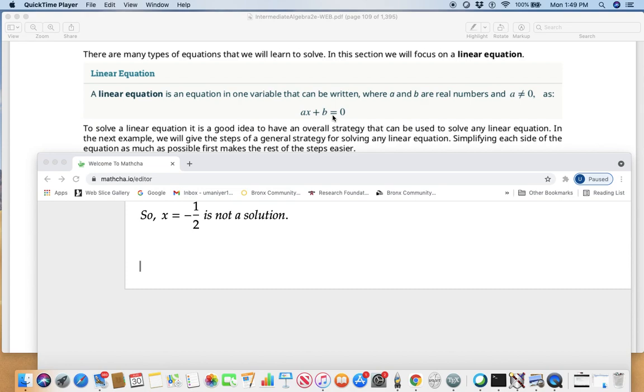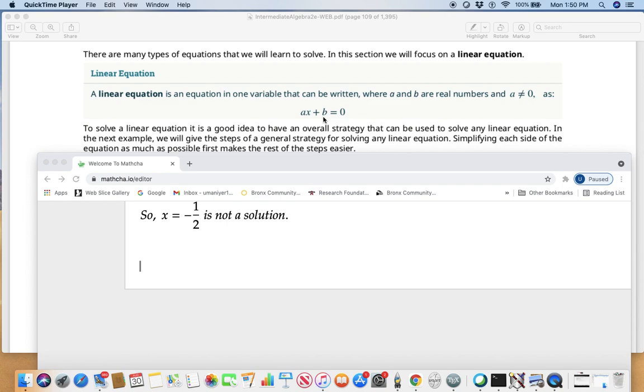Now we are ready to start solving linear equations. What is a linear equation? A linear equation is an equation in one variable that can be written, where a and b are real numbers, a non-zero, as ax plus b equals 0. So this is a linear equation in one variable x.